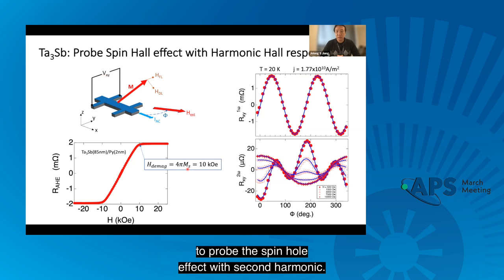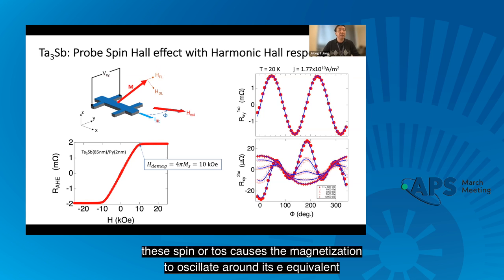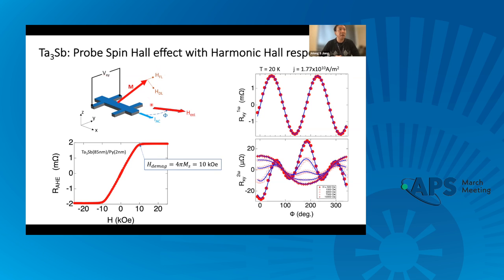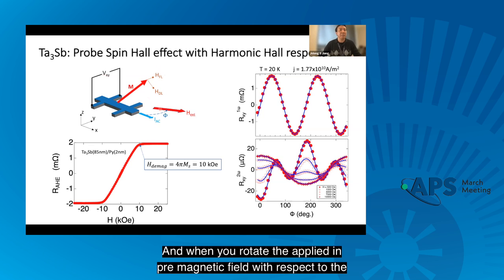To probe the spin Hall effect with the second harmonic, when you apply a current in the tantalum antimonide, the current drives a spin current into the ferromagnet. This produces a spin orbit torque that has two components, the field-like term and the damping-like term. When the current is AC, these spin orbit torques cause the magnetization to oscillate around its equilibrium position. This leads to a second harmonic in the Hall resistivity. And when you rotate the applied in-plane magnetic field with respect to the current direction, there will be a characteristic angular dependence in the second harmonic response.